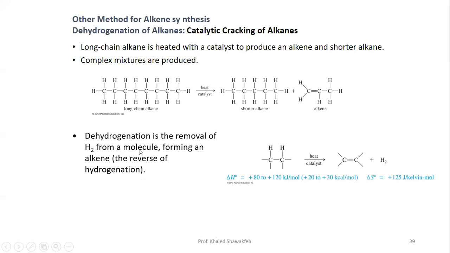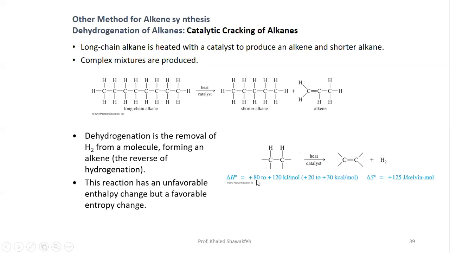This type of reaction, which is removing an H2, is the reverse of adding H2 to the carbon-carbon double bond. Take the double bond, add H2, and you get the alkane back; the alkane with H2 removed gives you the alkene. Notice that the delta H of this reaction is plus 80, which is not favorable. So this reaction has an unfavorable enthalpy change. However, the entropy is 125, which is good.